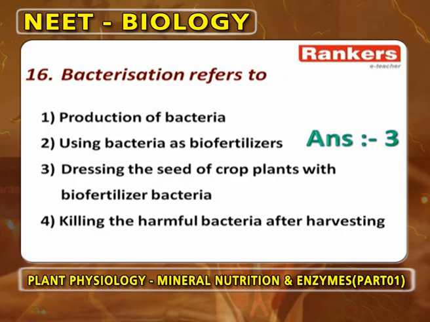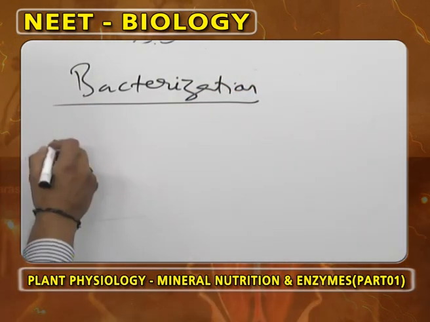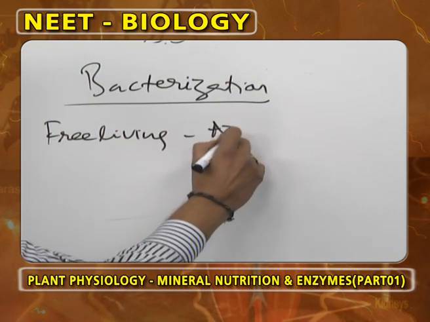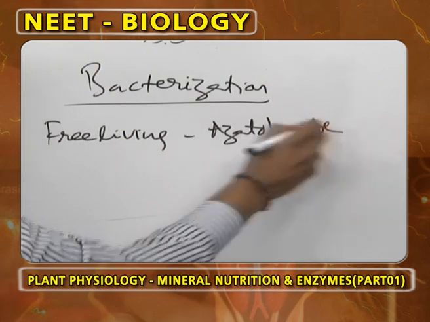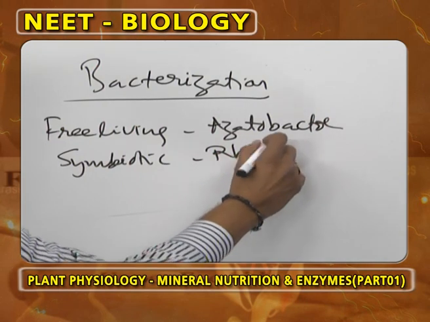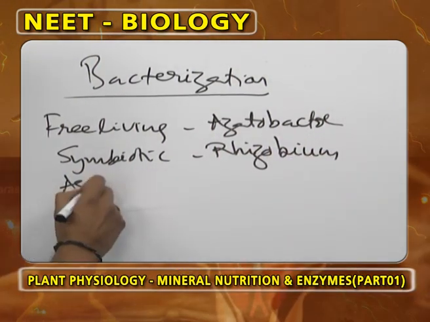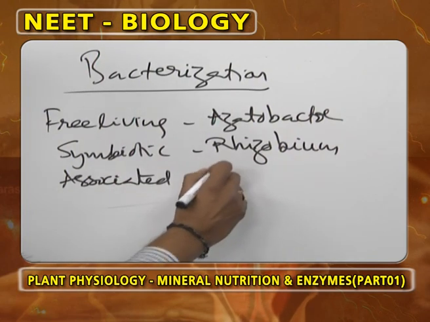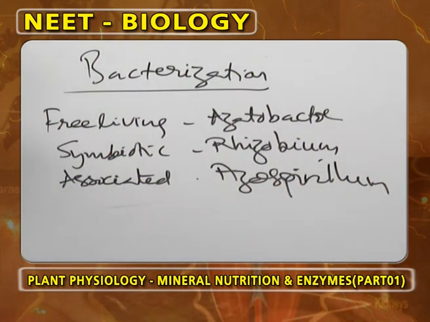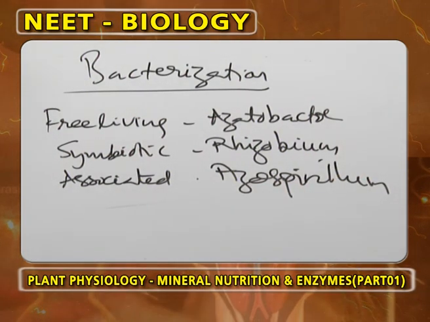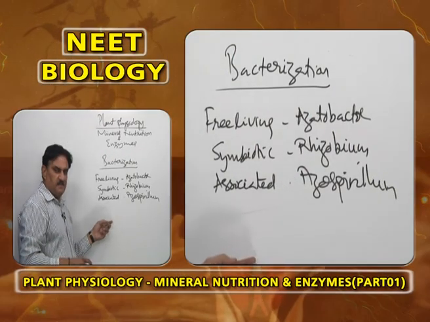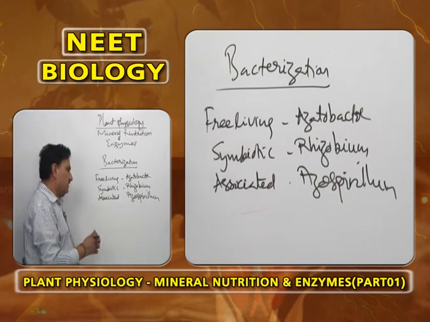Bacterization is normally done by using three bacteria. One is free living bacteria like Azotobacter, symbiotic bacteria like Rhizobium, and associated bacteria like Azospirillum. Free living bacteria means living in the soil freely. Symbiotic bacteria means growing inside the roots. Associated means it is in the rhizosphere or rhizoplane, that means in the soil around the root or on the surface of the root.